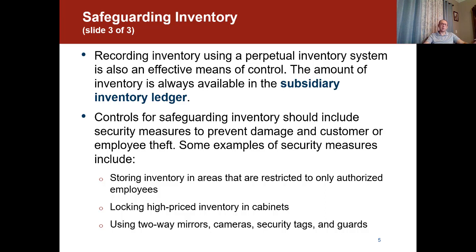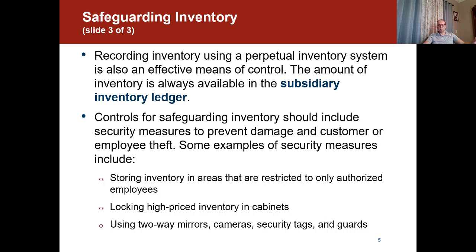storing inventory in areas that are restricted to only authorized employees, locking high-priced inventory in cabinets, and using two-way mirrors, cameras, and security tags, and sometimes just using guards to protect inventory. And I think some of these examples are very common to us. So we see, like in grocery stores, some of the high-priced items, they're usually locked in cabinets, like, for example, cigarettes, baby milk, alcohol. Sometimes there are some unique items like razor blades and things like that, because these are small items with relatively high value.